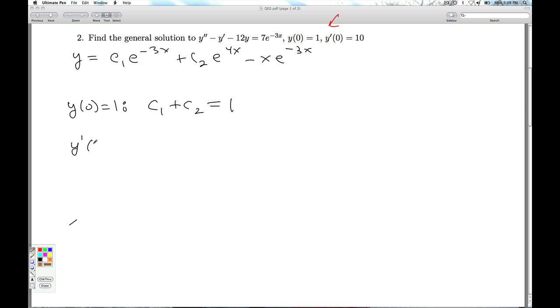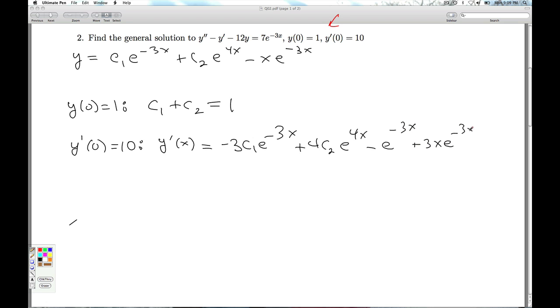Then I need to impose y prime at 0 is 10. Well, what's y prime at x? Minus 3c1 e to the minus 3x plus 4c2 e to the 4x. Then I use my product rule here. Negative e to the minus 3x plus 3x e to the minus 3x. So what's y prime at 0? I get a negative 3c1 from here. I get a plus 4c2 from here. I get a minus 1 from there, and I get a 0 from there. And that's all supposed to equal 10.